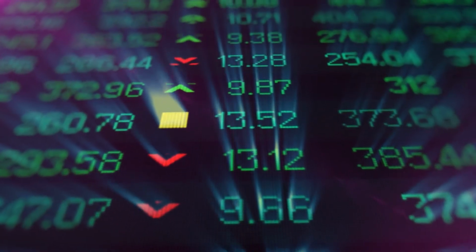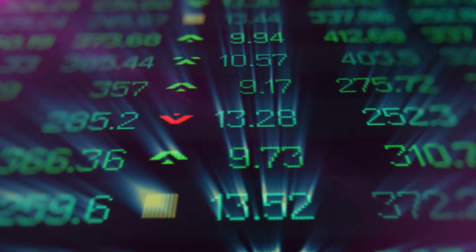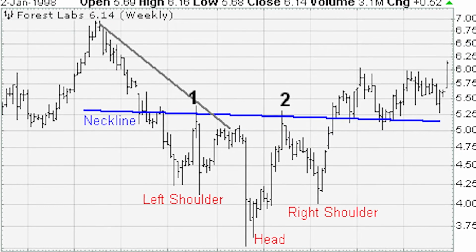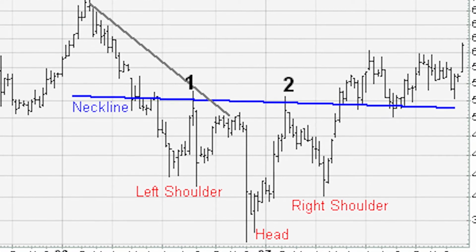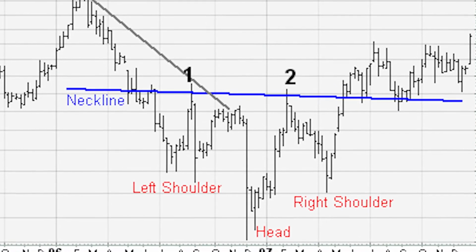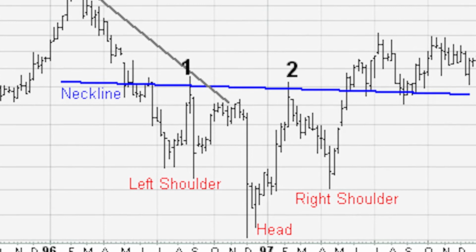When prices break through this neckline and keep on falling after forming the right shoulder, it is the final confirmation of the completion of the head and shoulders top formation. It is also possible that prices pull back to touch the neckline before continuing their declining trend.